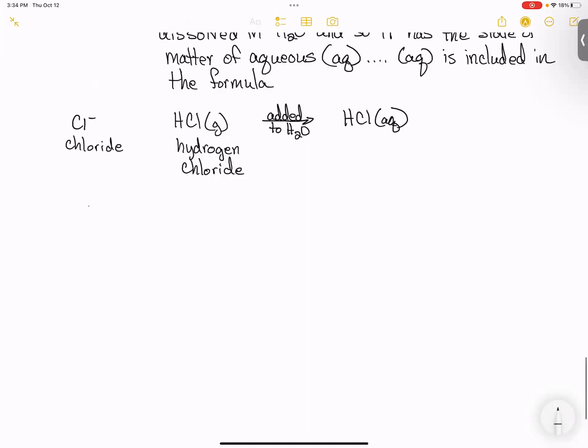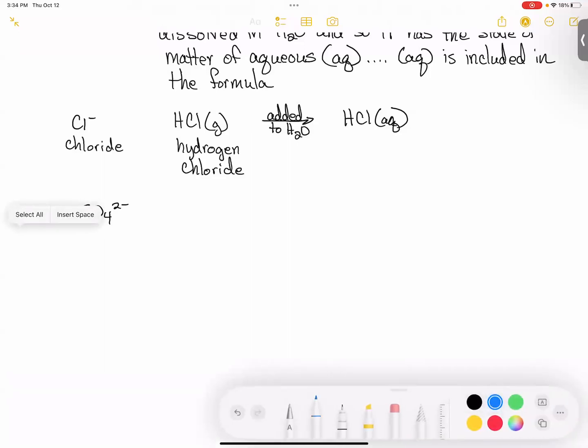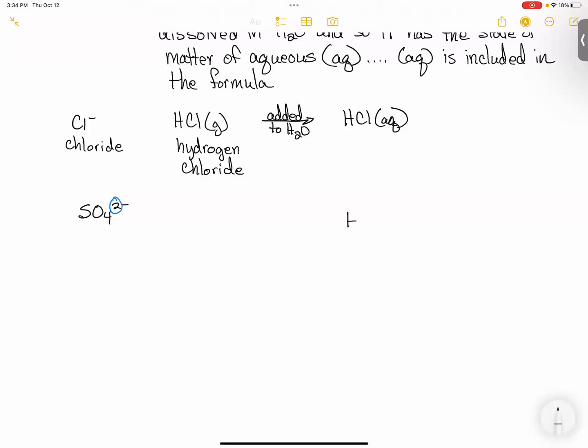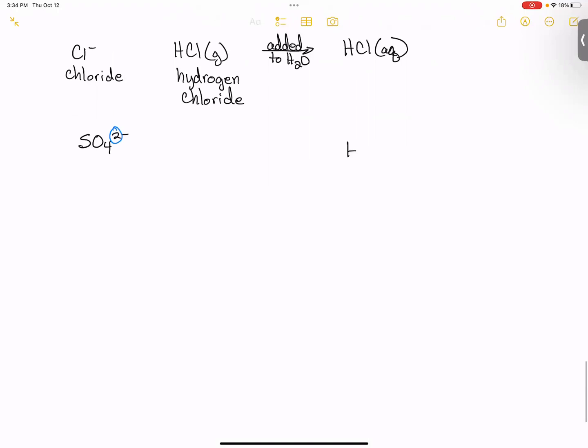Sulfate is SO4 2-. So to get to the formula of our acid, because it has a charge of 2, that means we're going to need 2 hydrogens. And we're going to add aqueous. NO2- has basically a -1 charge. So we will need to add 1 hydrogen to it, and then aqueous.